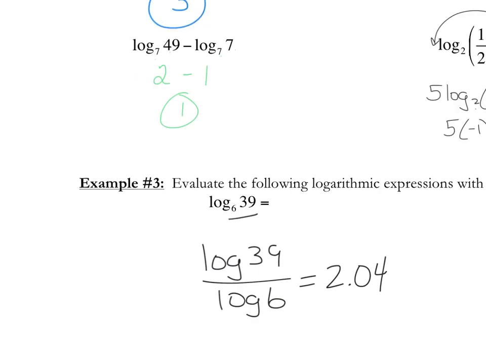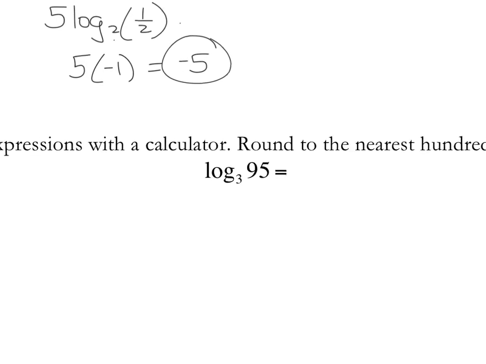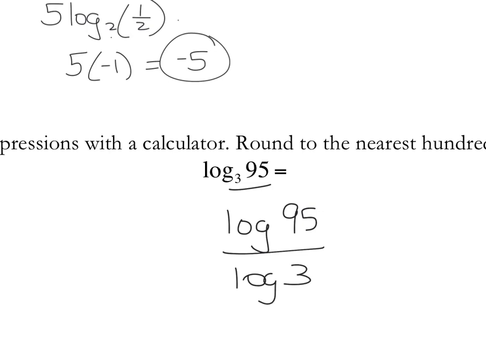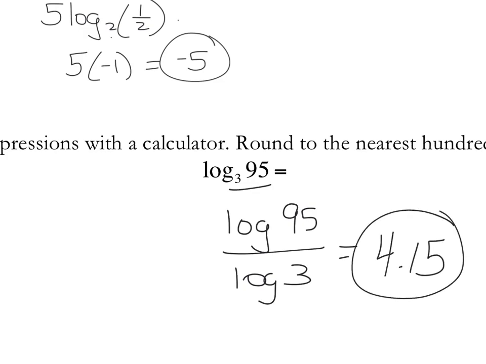Let's scroll over to the last problem here. Log base 3 of 95. Again, these numbers aren't going to work well together, so let's change the base. Log of 95 over log of 3. Use our calculator, and we find that our answer should be 4.15. And we're done.